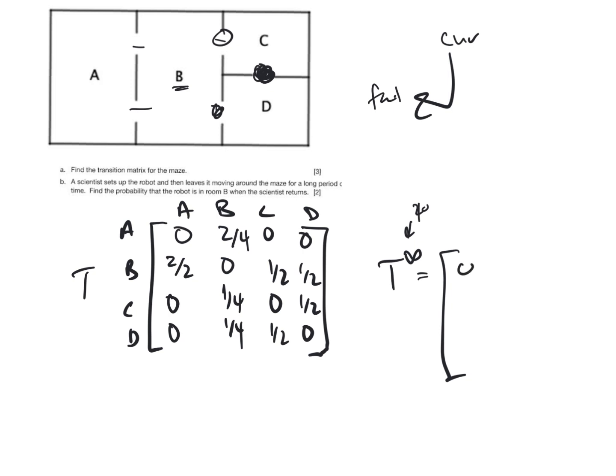I'll end up with 0.2, 0.4, 0.2, and 0.2. And when I have it, if I want to find the probability that I'm going to be in room B, that's clearly 0.4 is the probability that the robot will be in room B.